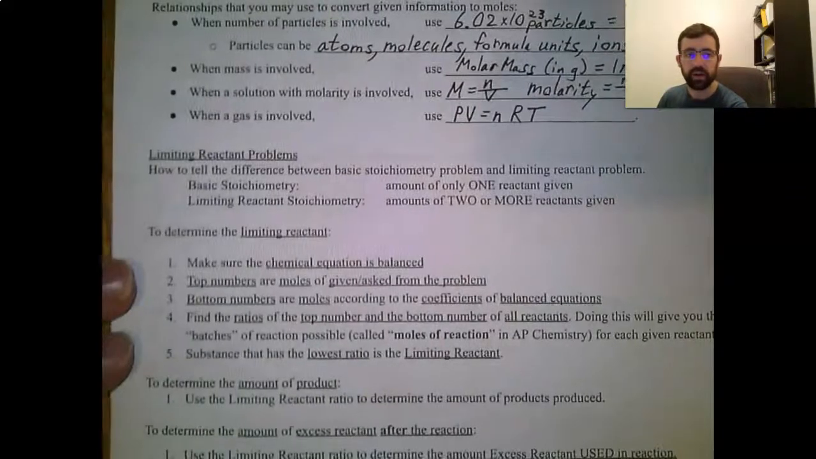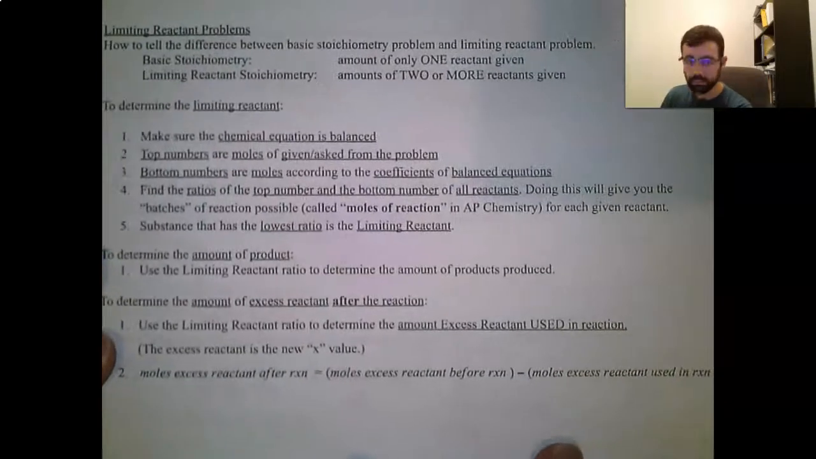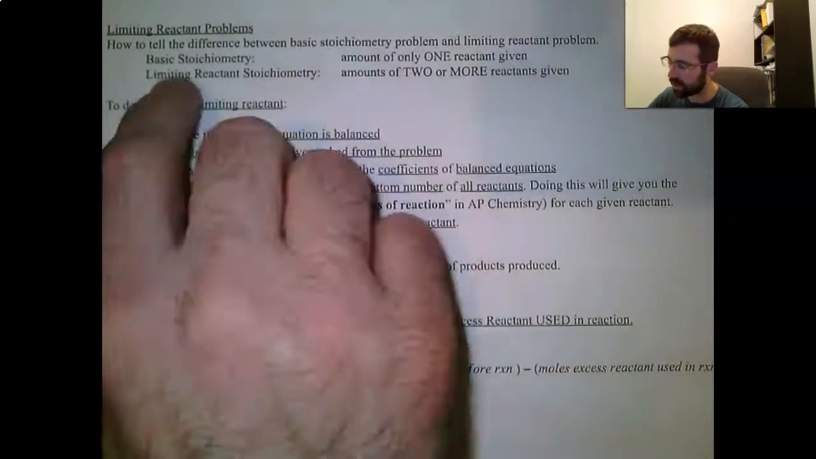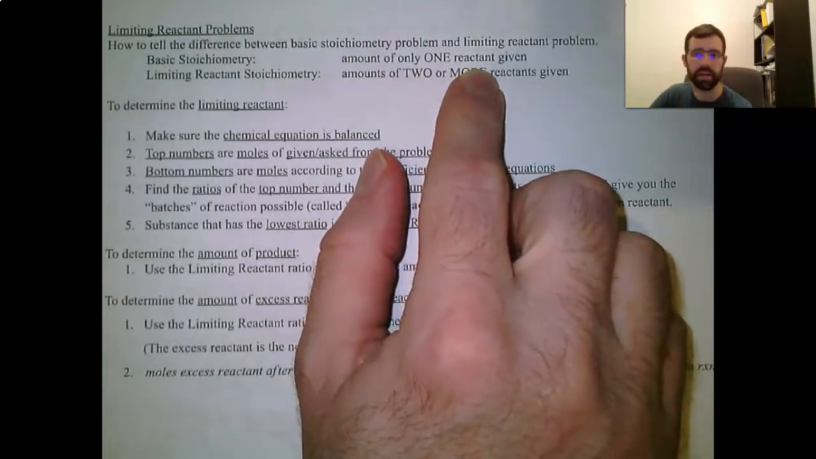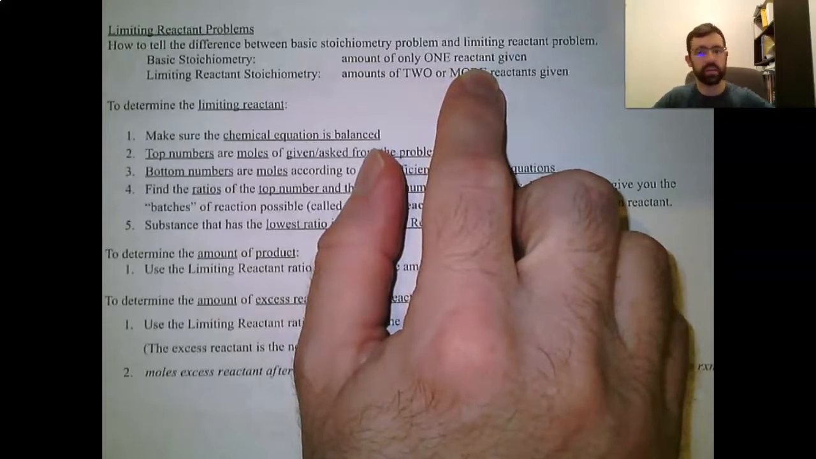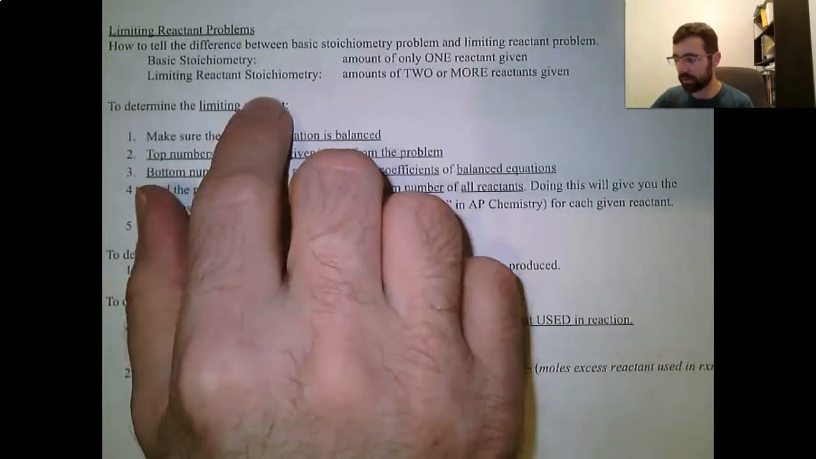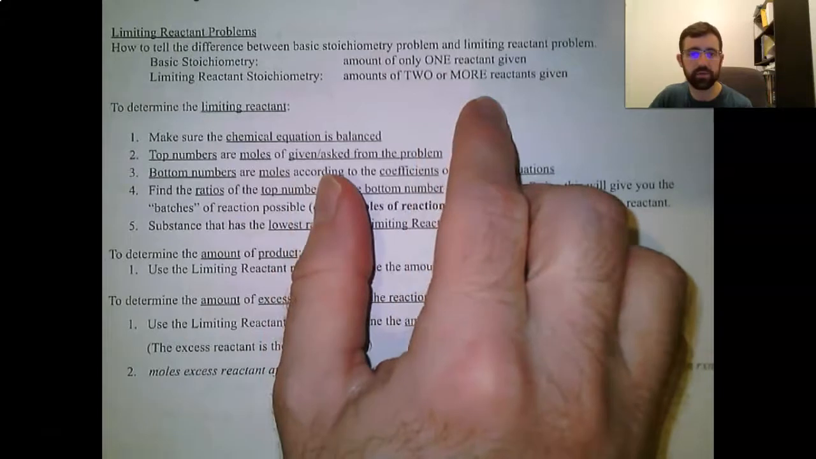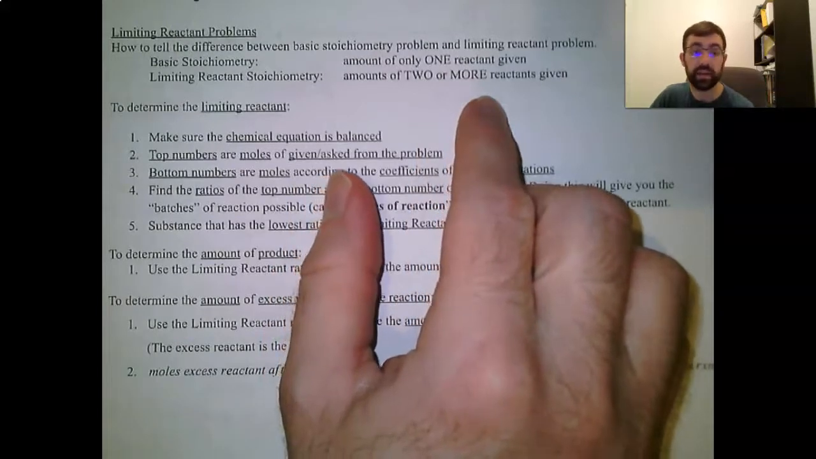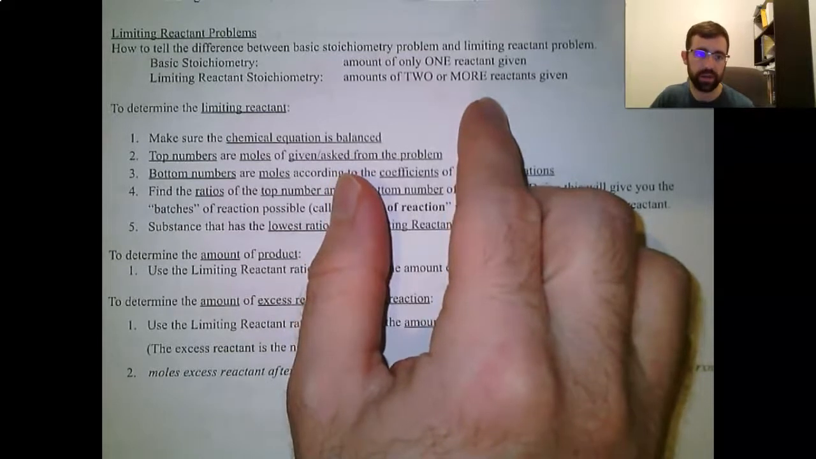Okay, first of all, how do we tell if we have a limiting reactant problem? Well, a basic stoichiometry problem has only one amount of reactant given. So they're just going to talk about one reactant. And if that's the case, you're going to do the same process we did in the last video. If we have a limiting reactant problem, you're going to have the amounts for two or more reactants given. And if that's the case, you just add one step to what you would do otherwise.